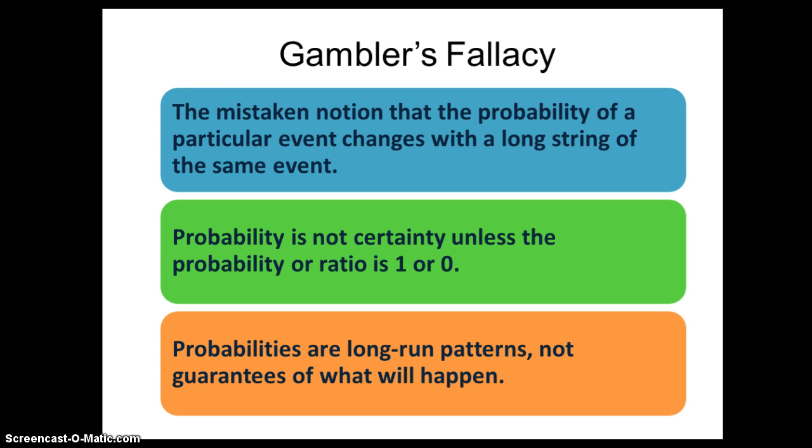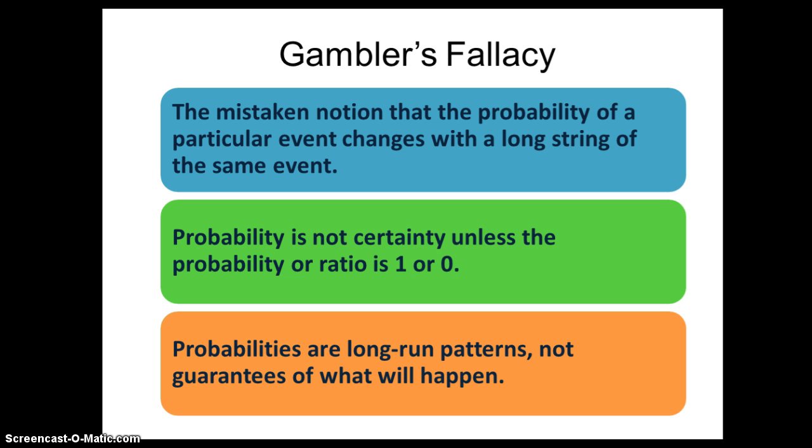The gambler's fallacy is the mistaken notion that the probability of a particular event changes with a long string of the same event. So in the first example, the fact that that woman had been playing at the slot machine for quite a while and hadn't won, the notion that the likelihood that she's going to win in the future is going to be greater. Same thing with, you've got 3 baby boys, this one's bound to be a girl. Well, again, it doesn't have anything to do with the previous events.